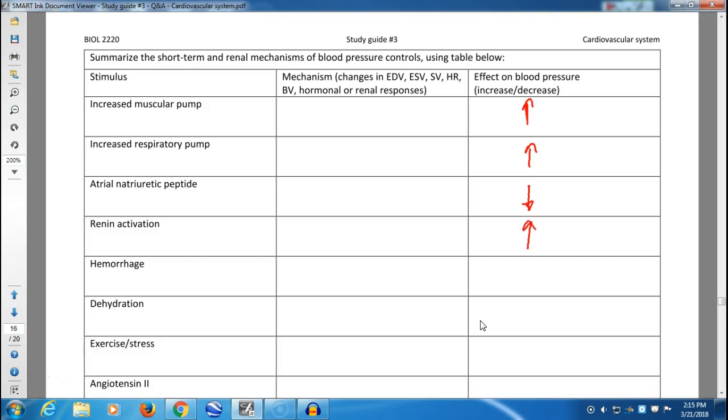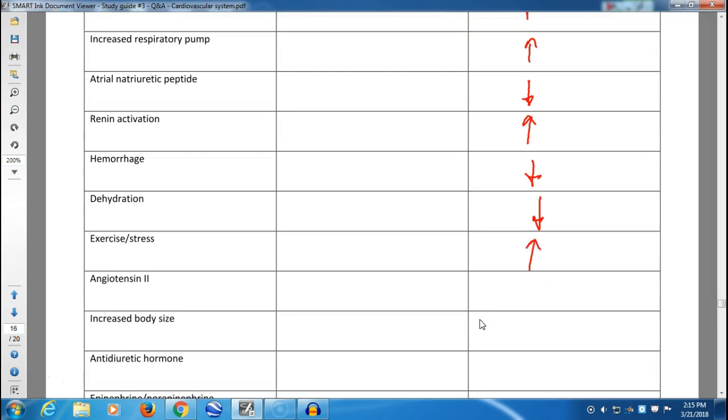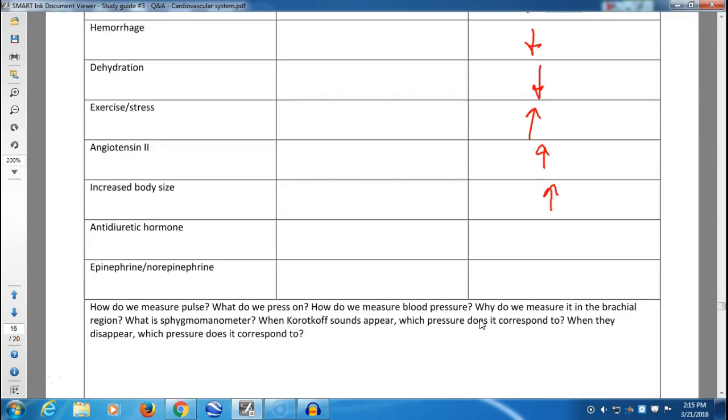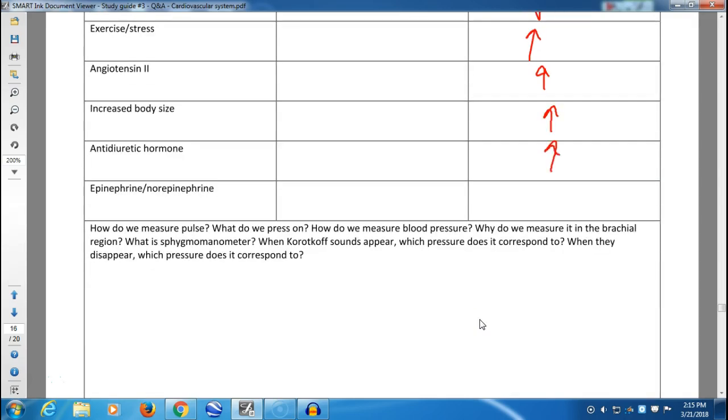Activation of renin. We just went through it. Pressure goes up. Hemorrhage. How does it affect blood pressure? Goes down, of course. Dehydration. Initially goes down. Exercise. Up. Angiotensin II. Up. For two reasons. Eventual aldosterone activation and vasoconstriction. Increased body size. Up. Antidiuretic hormone. Increases due to the vasoconstriction and water retention. Epinephrine, norepinephrine. Increase due to the increased cardiac output and increased peripheral resistance.